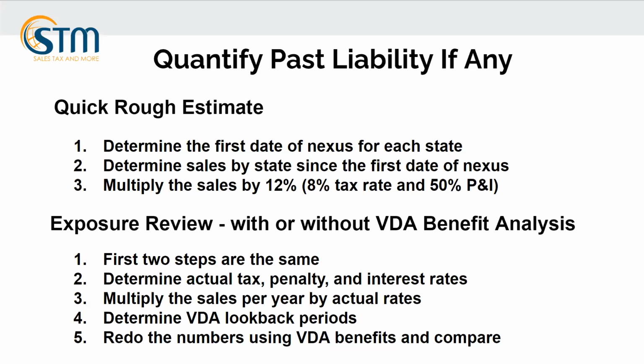The first step in doing that is to get the rates that were applicable at that time. Then you're going to multiply the sales per year by the actual rates. And that's going to give you a number that, if the state finds you, here's what they're going to be asking you for. And it's hard to get interest correctly. Even though we're using the exact interest rates, each state looks at the calculation of interest a little bit differently. So these, again, are not going to be exact to the penny, but they're going to get you very close.